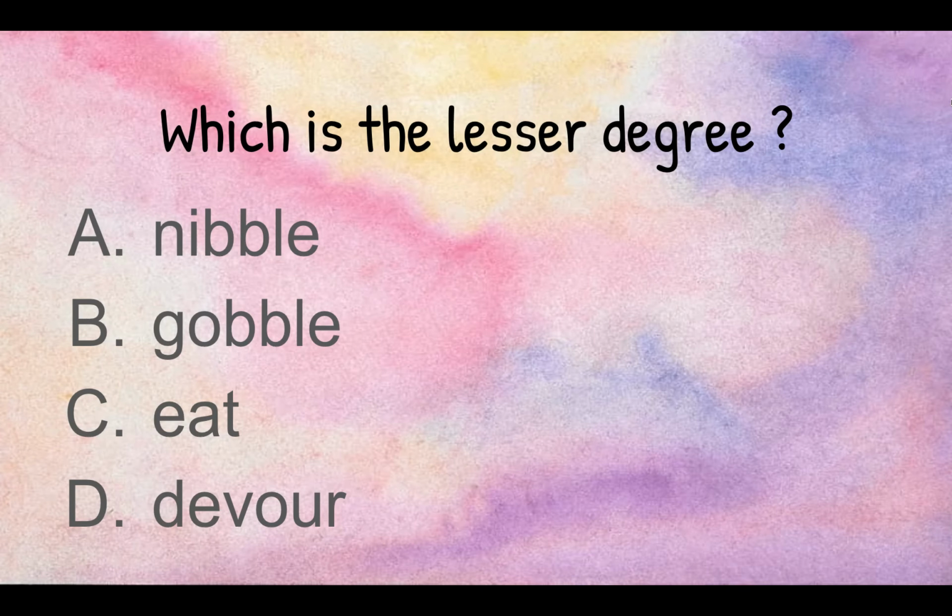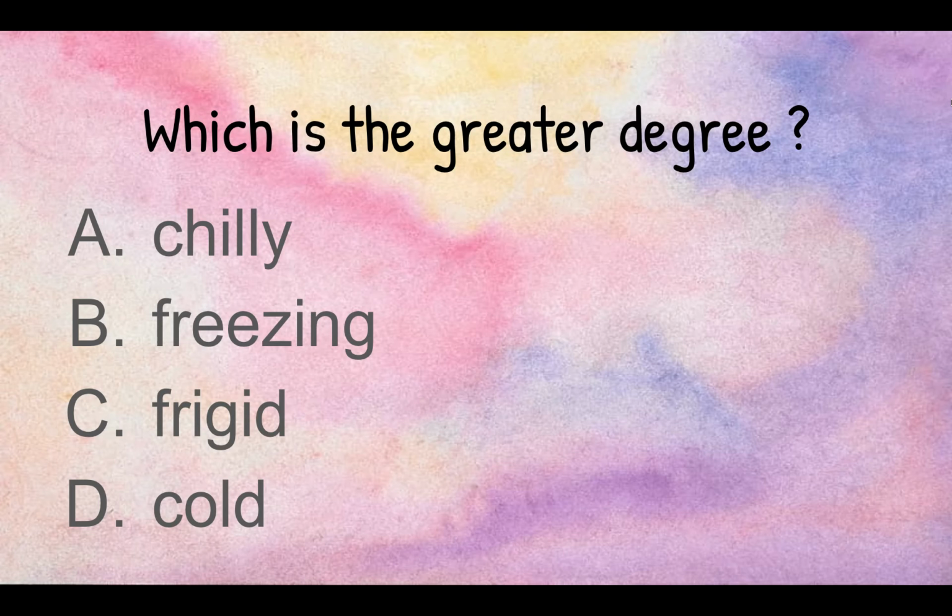Which is the lesser degree? Nibble, gobble, eat, devour. Which is the lesser degree? So the lighter shade of meaning. Nibble. Which is the greater degree? Chilly, freezing, frigid, cold. Which is the darker shade of meaning or the greater degree? Frigid.